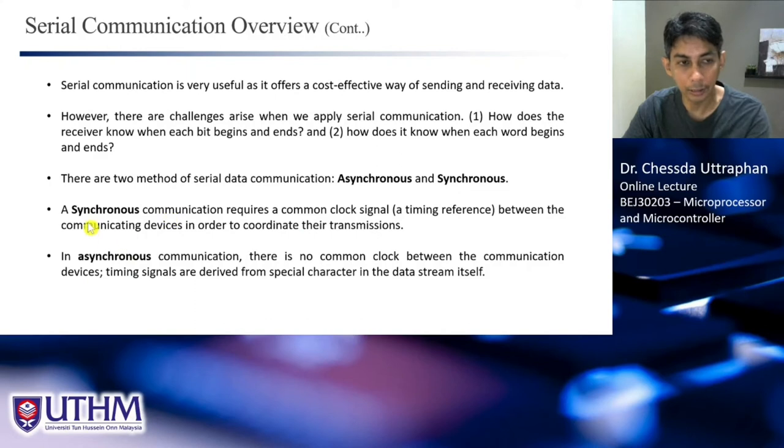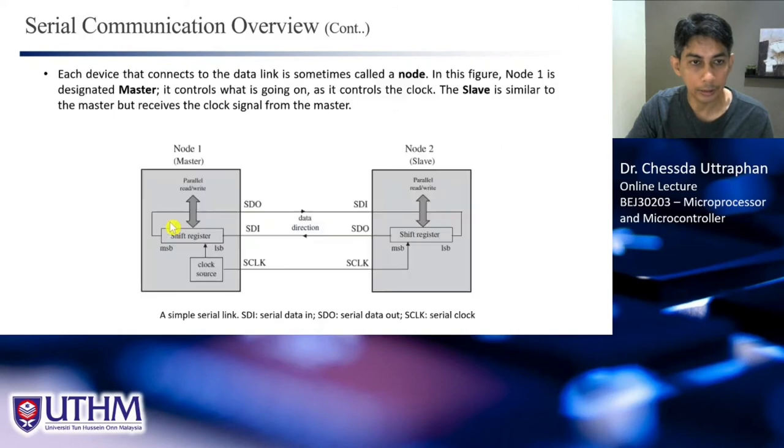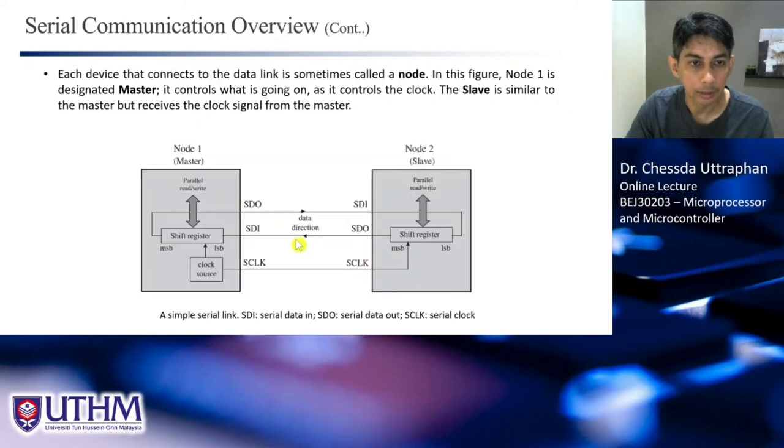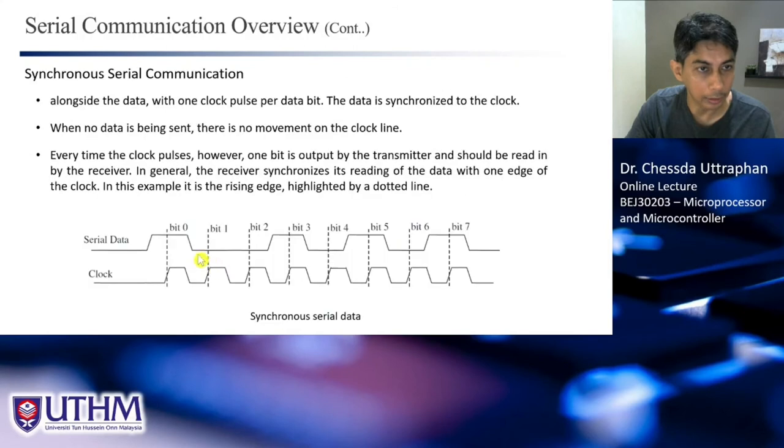Now we will look at the detail of synchronous communication, and we actually have many other synchronous communication methods. Although the concept is the same, there are differences in how we implement them. So the first method is called the serial peripheral interface, or SPI. Right, this is the first method of synchronous serial communication. This technique was proposed by Motorola in, I think, the 1980s. But before that, let's look a little bit at the theory here.